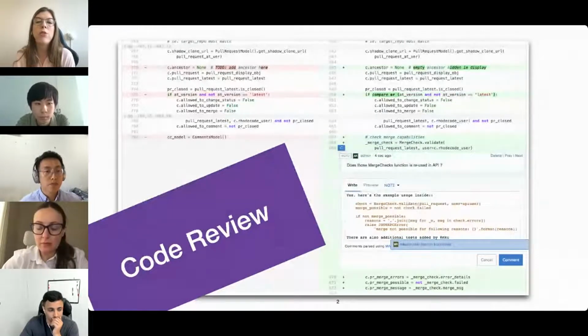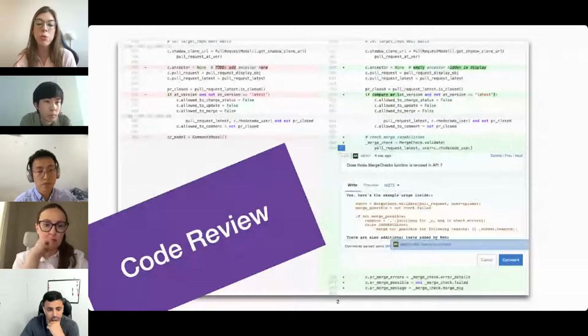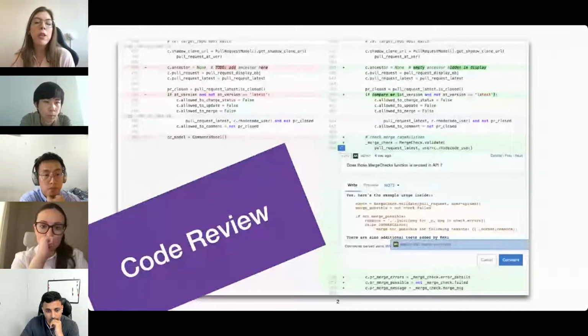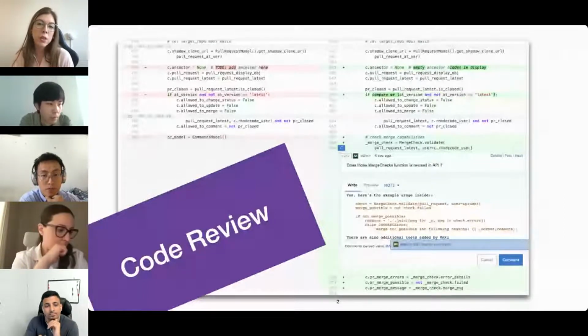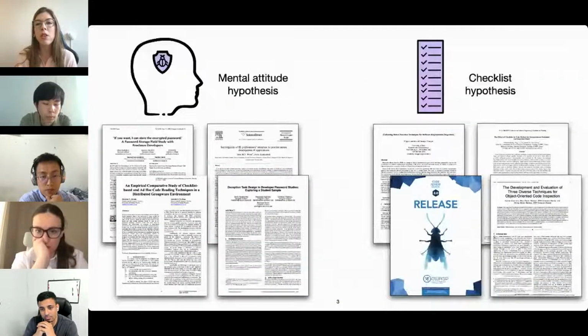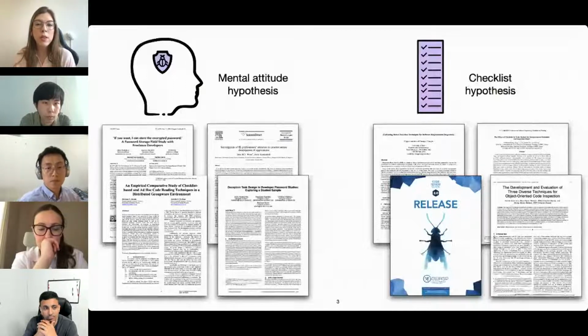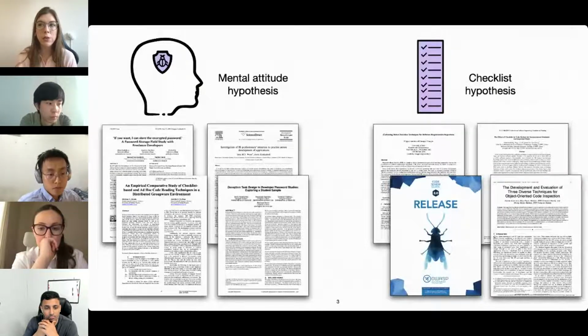Previous research has shown that developers often miss popular and even easy to catch vulnerabilities during code review. So developers' mental attitude may be the reason why vulnerabilities go undetected during the reviews. For example, a developer may not consider security as their responsibility. A potential solution is giving explicit instructions regarding security during the reviews.